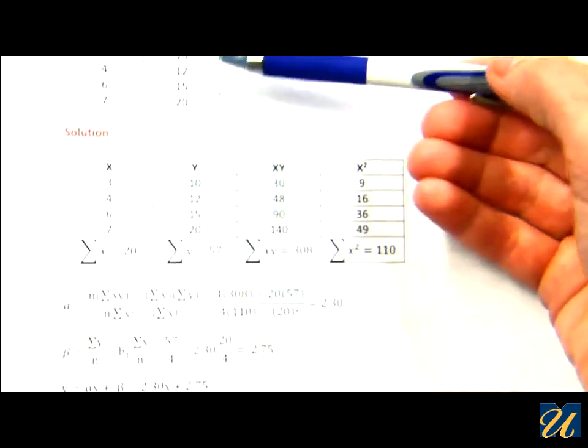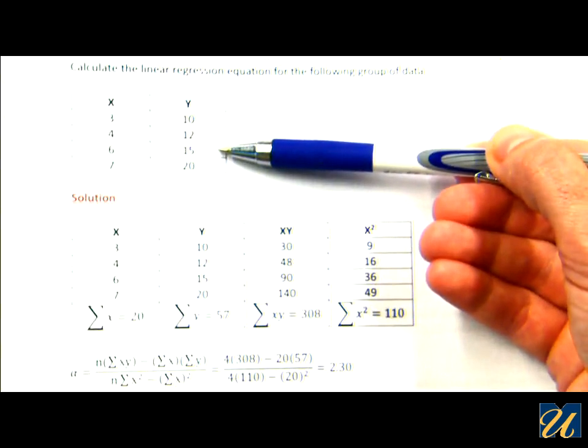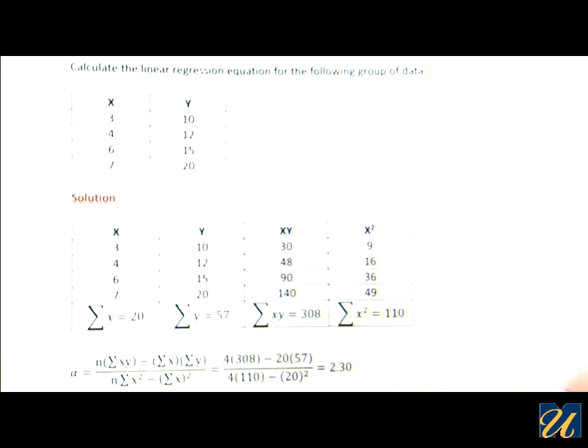Keep in mind that in our case, n is equal to 4. We have 4 pairs of data.